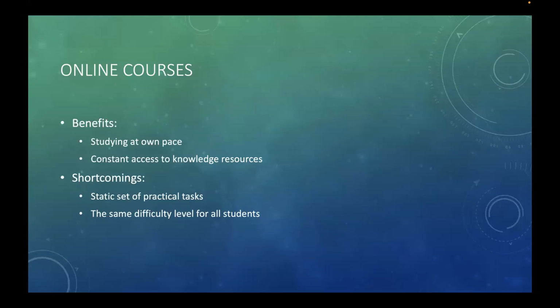Online learning offers the benefits of being able to learn at a student's own pace and having constant access to knowledge resources. But online courses propose a static set of practical tasks. For people who can show different knowledge acquisition levels, tasks of the same level are provided to consolidate the theory. The option of user training using a set of practical tasks dynamically generated by different difficulty levels was considered. This approach can be useful for massive open online courses systems.